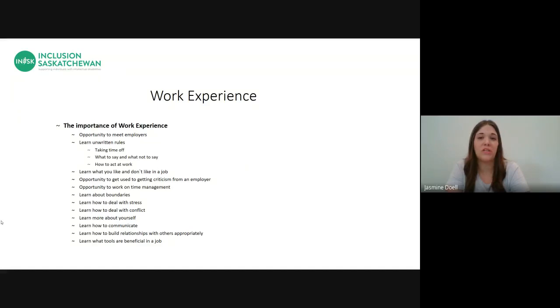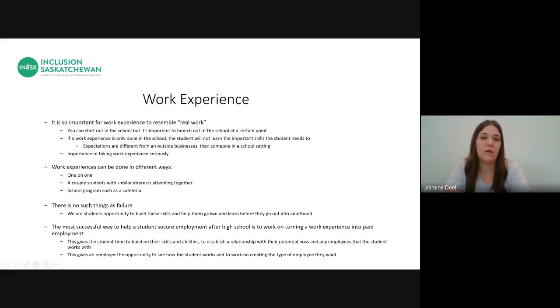You have the opportunity to get used to getting criticism from employers, to work on time management, learn about boundaries, learn how to deal with conflicts, learn how to communicate, learn how to build relationships with others appropriately, and learn what tools are beneficial in a job. It is so important for work experience to resemble real work.